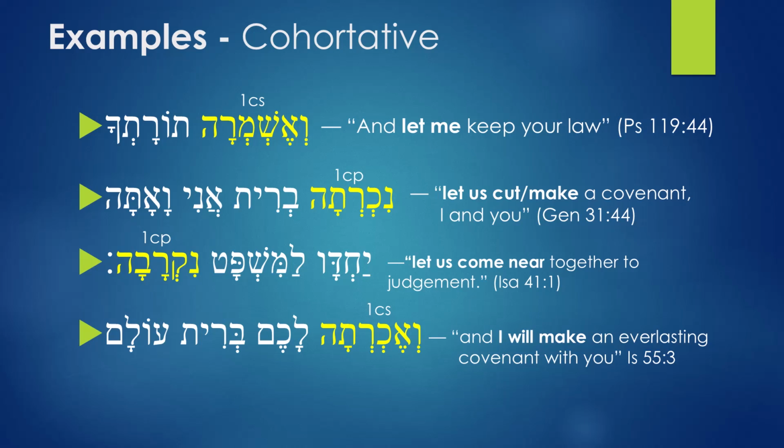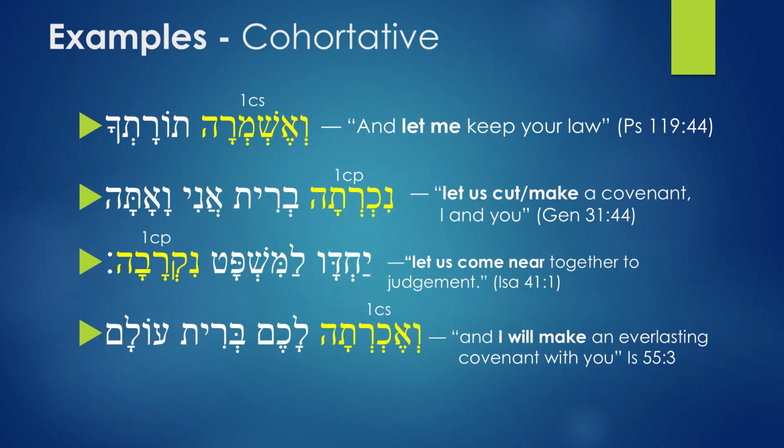So now that is quotative. The translation is going to be, let me keep. When you're translating quotative, you always use let me because you're showing desire. Remember, quotative shows desire or will or determination.